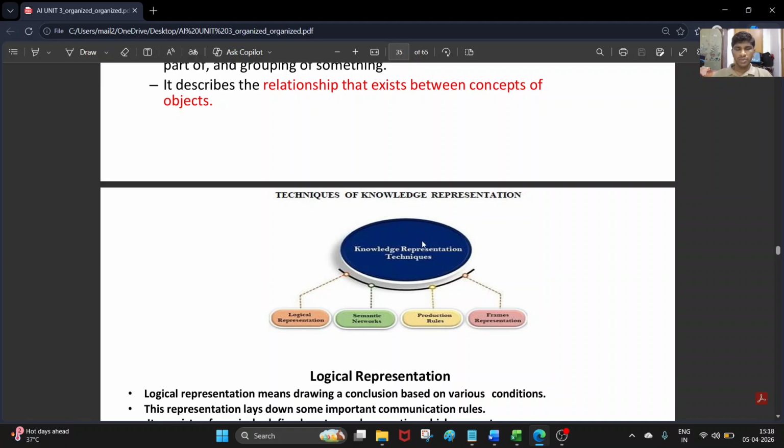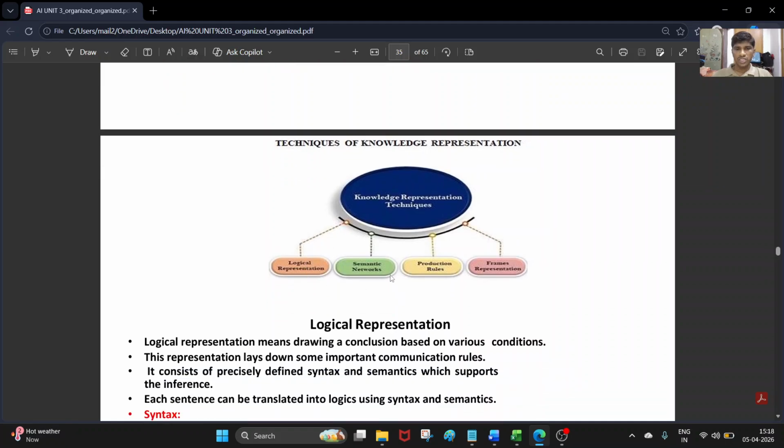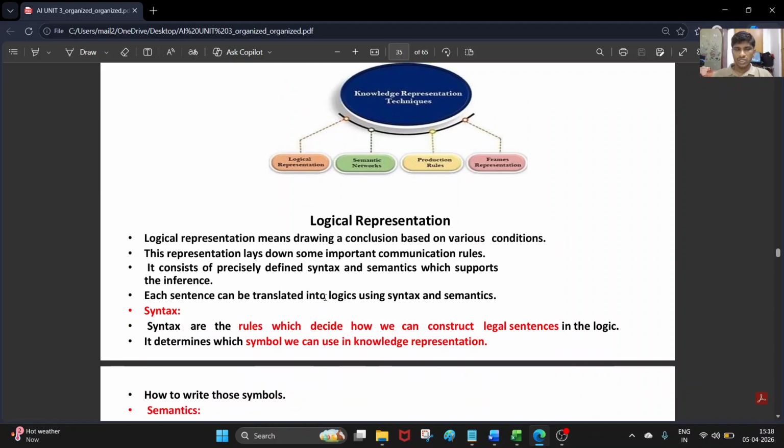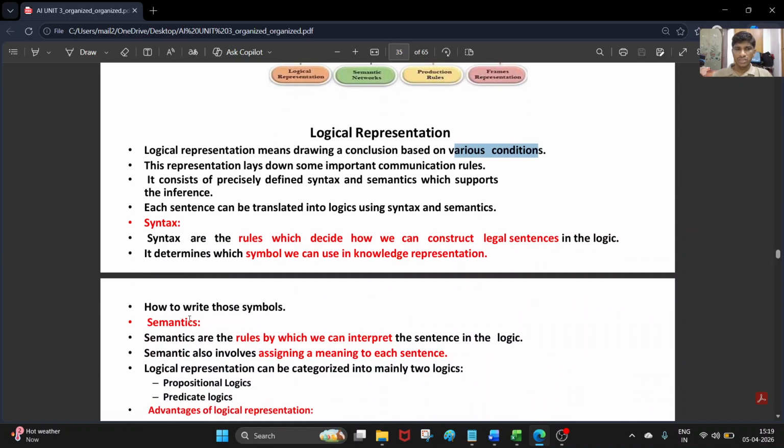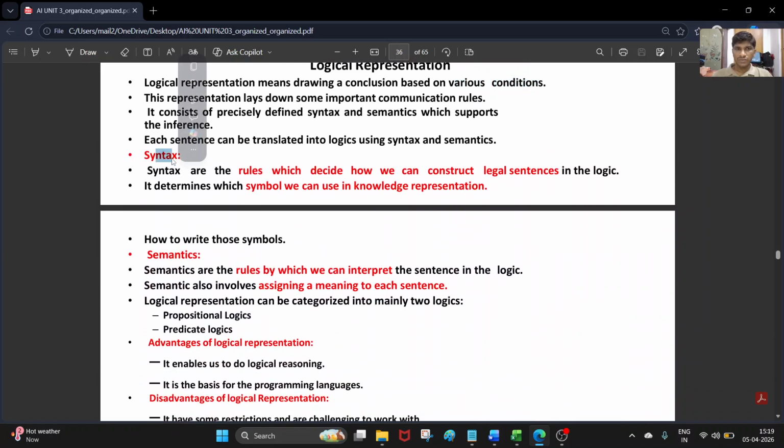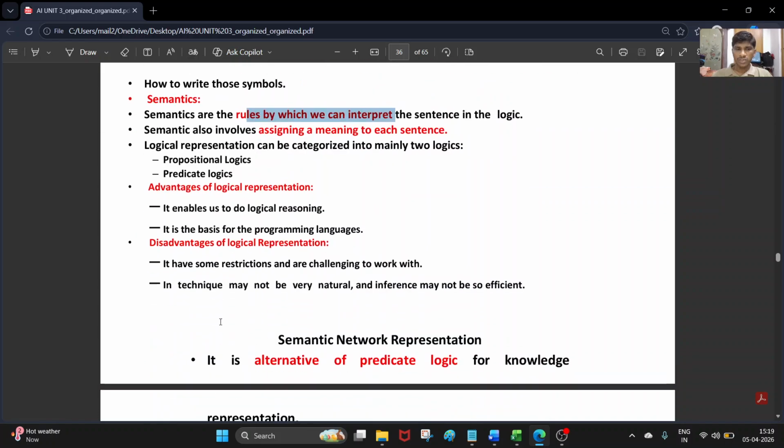Next are different knowledge representation techniques. One is logical representation, semantic network, production rule, and frame representation. Logic representation is nothing but drawing a conclusion based on various conditions. You have to arrive at a conclusion based on different conditions. For example, each sentence can be translated into logic by using syntax and semantics. Syntax is nothing but the rules which decide how we can construct a legal statement. Semantics is nothing but the rules by which we can interpret those statements.